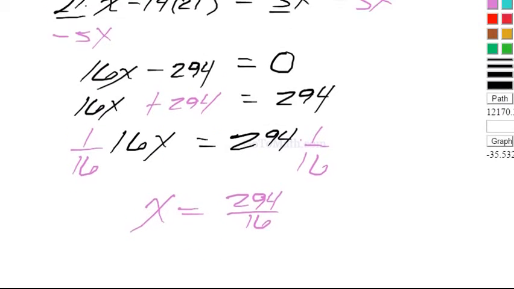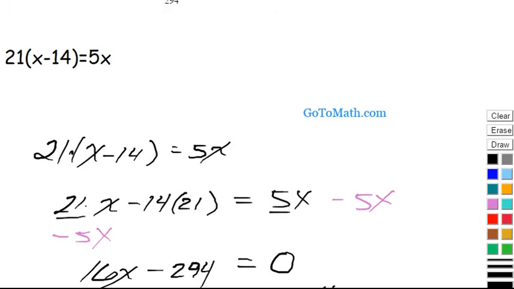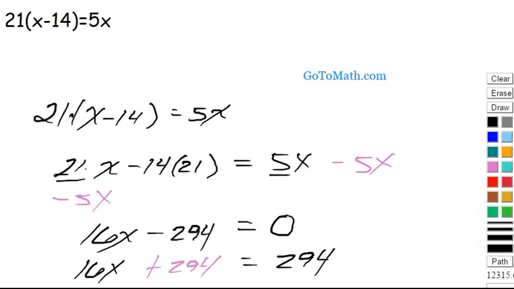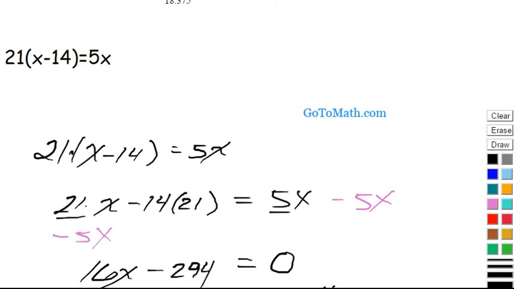Now, what is that going to be? 294 over 16. I think that simplifies down or something. I don't know. I can't remember. 294 over 16. Yeah, we probably need to simplify this down. Let's see. Okay. Let's see. 294 divided by 4. Let's see if that's anything.